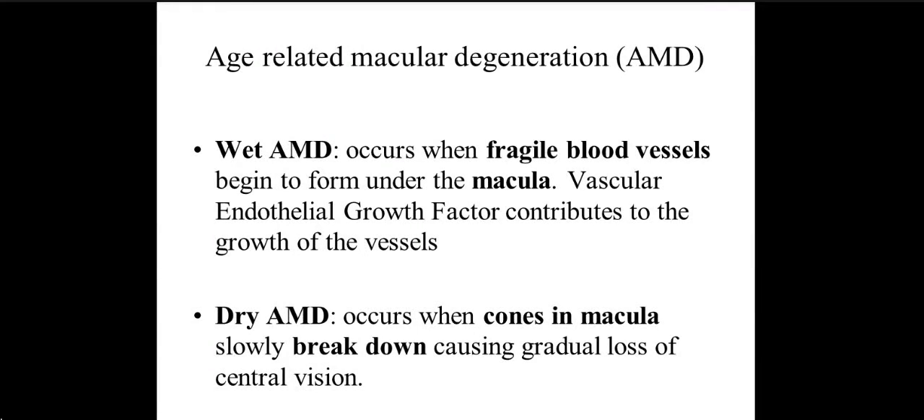Macular degeneration may be there. Age-related macular degeneration: in wet AMD, fragile blood vessels begin to form under the macula, driven by vascular endothelial growth factors. And dry AMD occurs when the cones in the macula slowly break down, and it causes loss of central vision.